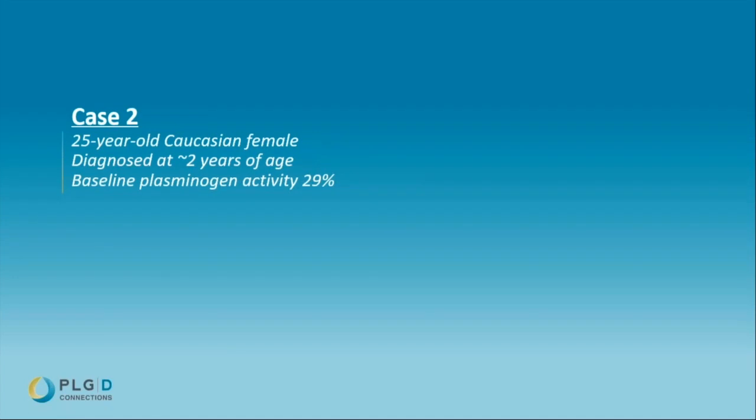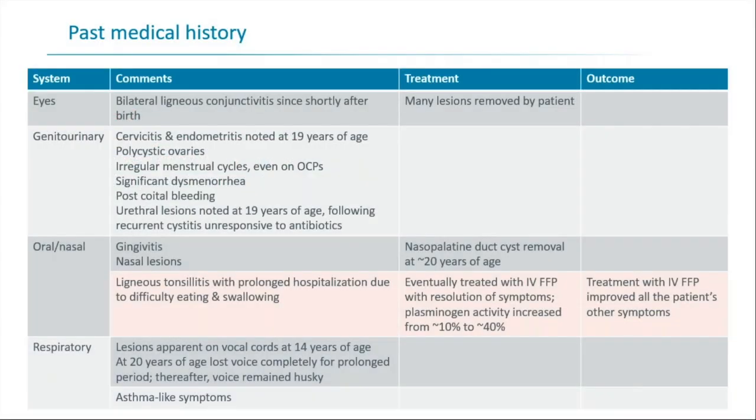The second patient is a 25-year-old Caucasian female diagnosed at 2 years of age with a baseline plasminogen activity of 29%. This patient again had a past medical history of multi-organ involvement, including eyes, genitourinary, oral, nasal cavity, and respiratory system. In comparison to the previous patient, I would like to emphasize the following.